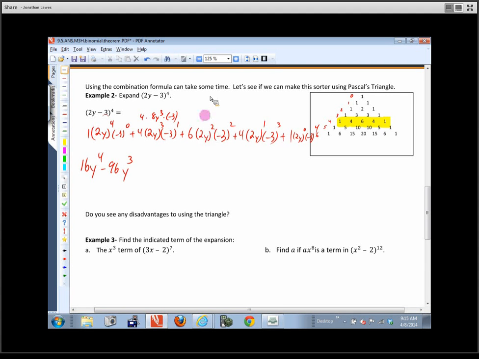And then we just keep going down the line. So this is going to be 4y squared. I've still got the 6, and I've got a 9 there. So these are getting a little bit bigger. I've got 54 times 4. They are all positive, so this is going to be positive 216. Y to the second.